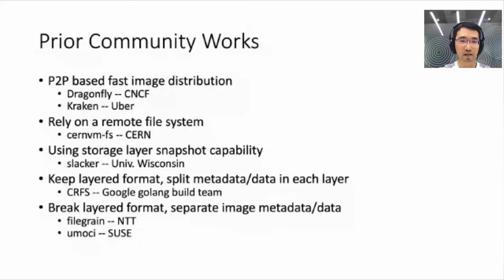Also, there are more innovative projects such as Filegrain from NTT and UML OCI from SUSE. They break out the layered file format and separate image data and metadata. Let us respect all this previous work and learn from them and try to improve the image community with a different approach that we will talk about soon.